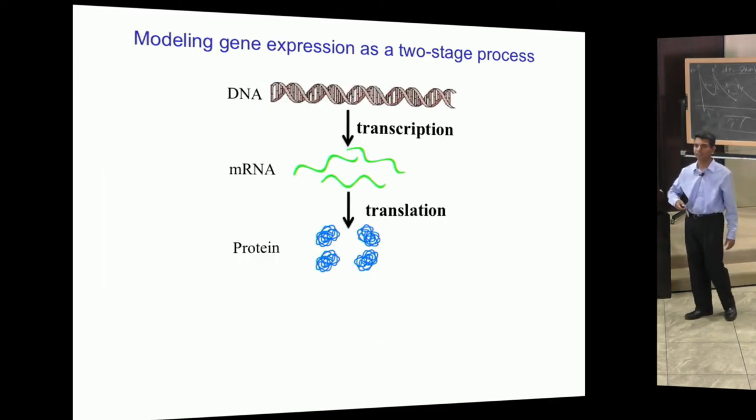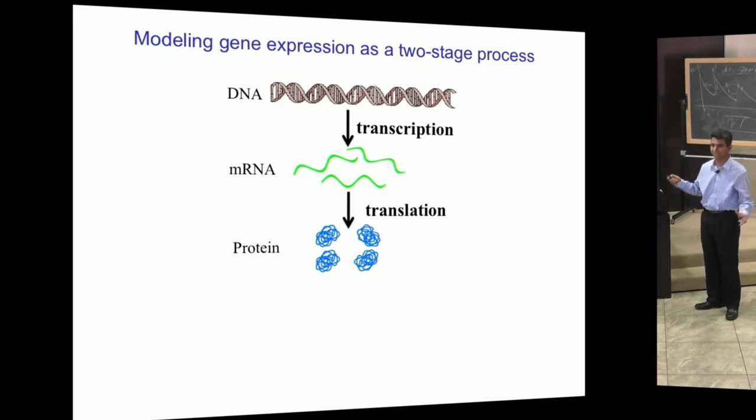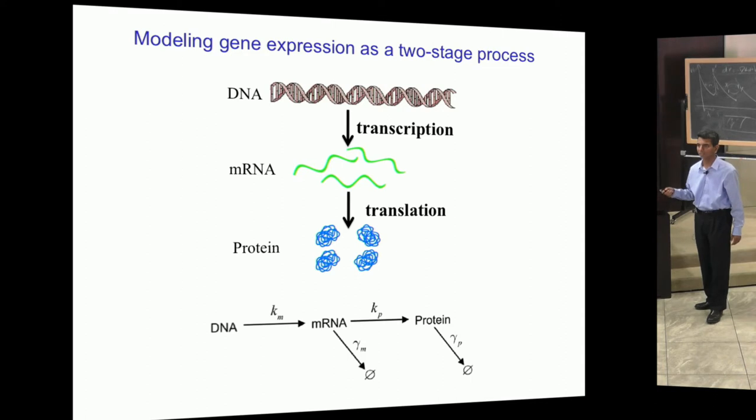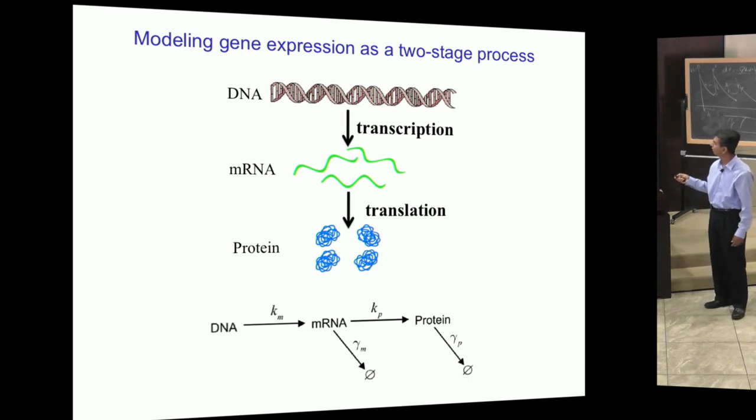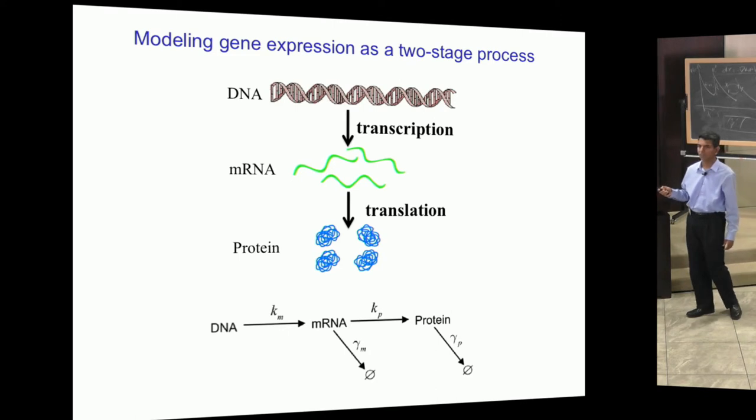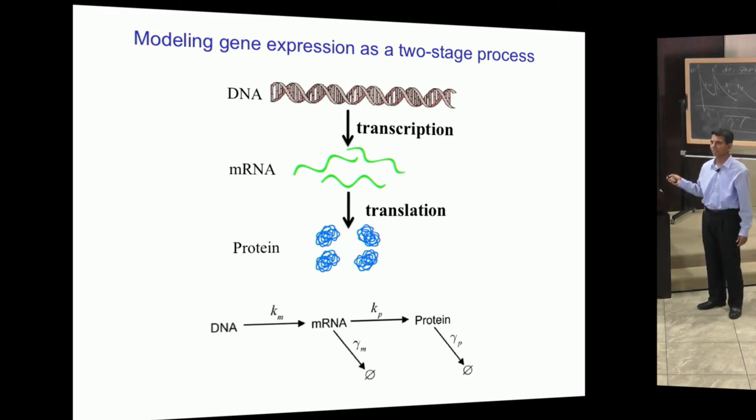Let's begin with the simplest way. At the simplest level, as we've seen in several talks, gene expression can be thought of as a two-state process, transcription and translation. Correspondingly, you can write down a very simple stochastic model, the two-stage model, which was referred to in previous talks as well. Production of mRNAs is a Poisson process. Each mRNA can then degrade or give rise to proteins, and the proteins can also be degraded. This is quite possibly the simplest model you can write down for gene expression.